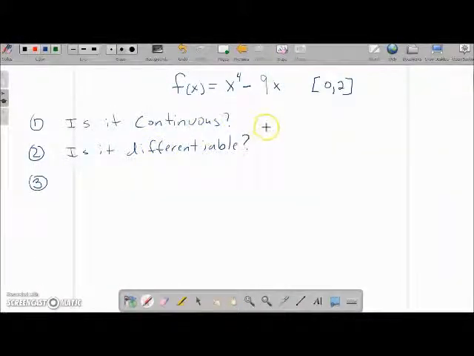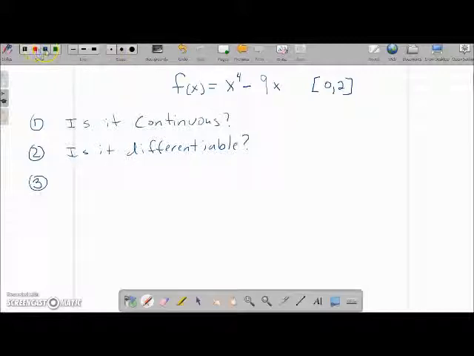Okay, now I want you to try one. First you're going to have to decide if this is differentiable and continuous on the interval 0, 2. And if it is, then you're going to see if there's a value c such that the derivative at c equals the slope between these two endpoints of the interval. Go ahead and give that a try.